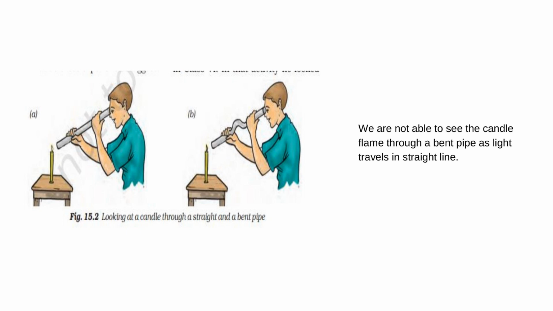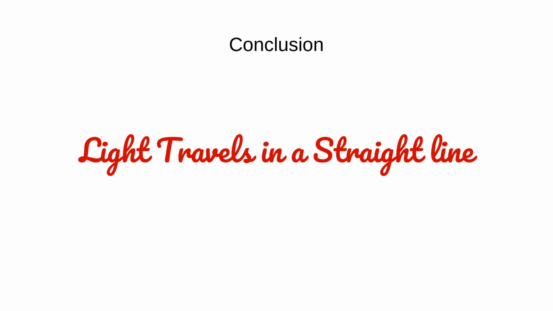A lot of the times, children come and ask me, if water can travel through a bent tube, why doesn't light travel through a bent tube? But light cannot travel through a bent tube. You know why? It's simple. Light travels in a straight line. So now we conclude that light always, always, always travels in a straight line.